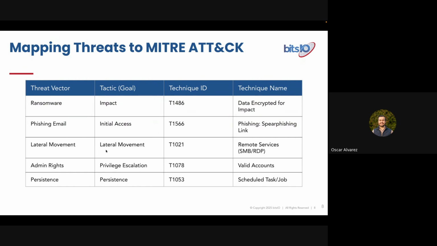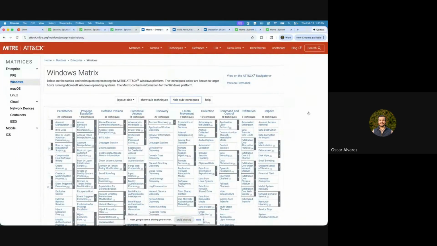Lateral movement: the technique would be accessing systems through remote services that are already built into your environments. So this is how you can start mapping that information. For example, if we look at lateral movement, again, let's go back to the matrix here.